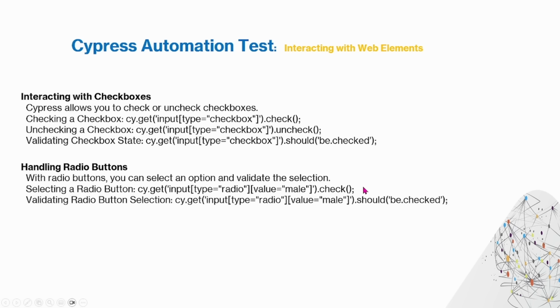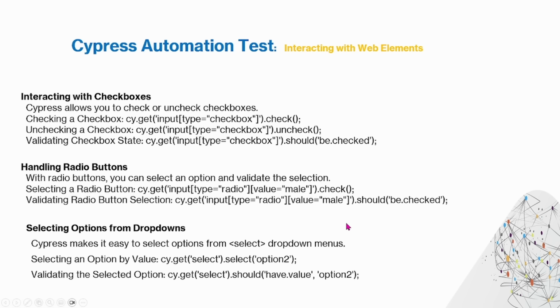So you can check this option right here using this input option right here, and then you can validate that state using should. For selecting options from drop-down menus, it's made easy by using select. And so for selecting an option by value, use select, and then you can input option 2, but you can also validate the selected option.